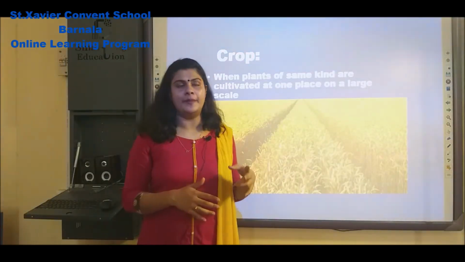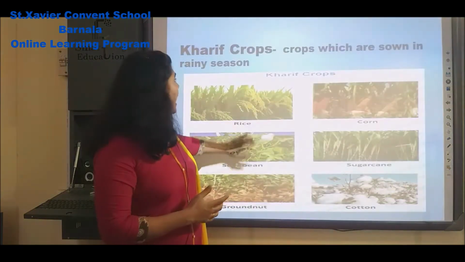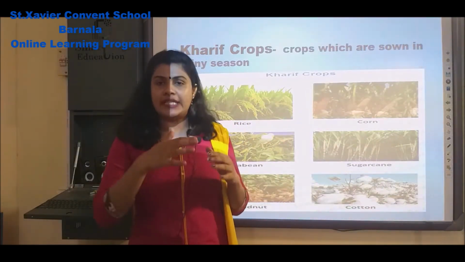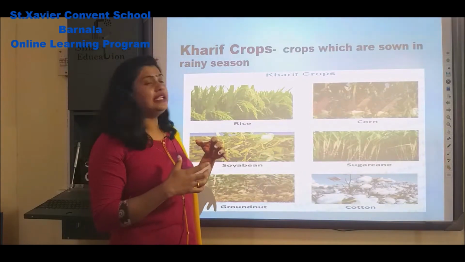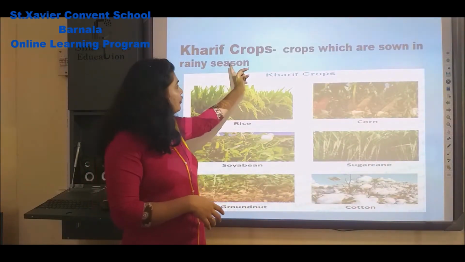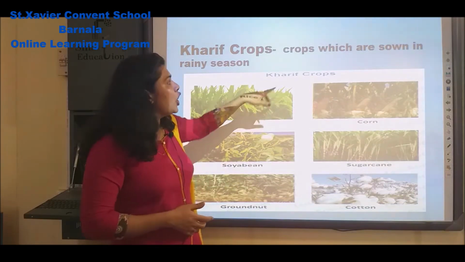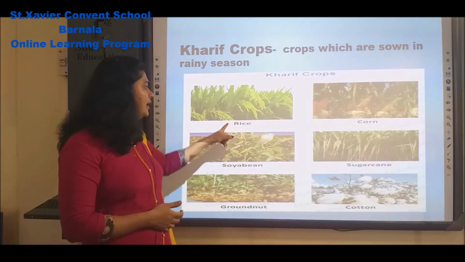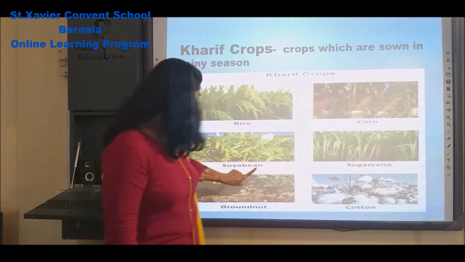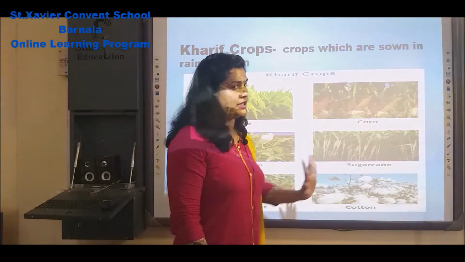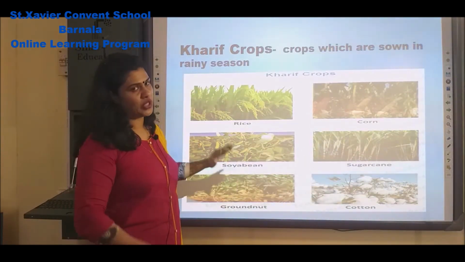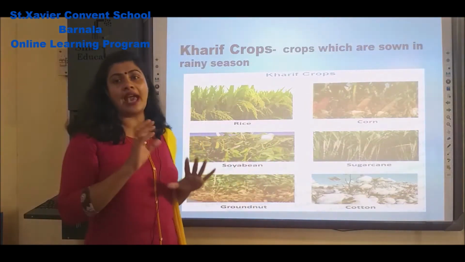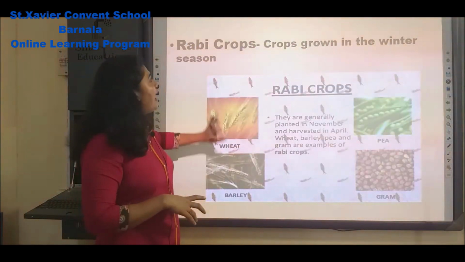There are two types of crop. First one is kharif crop and the second one is rabi crop. First we are going to discuss kharif crops. Depending upon the season in which they grow, we divide crops into two: kharif crops and rabi crops. Kharif crops means crops which are sown in the rainy season. For example, rice, corn, sugarcane, soybean, groundnut and cotton. These crops are called kharif crops.